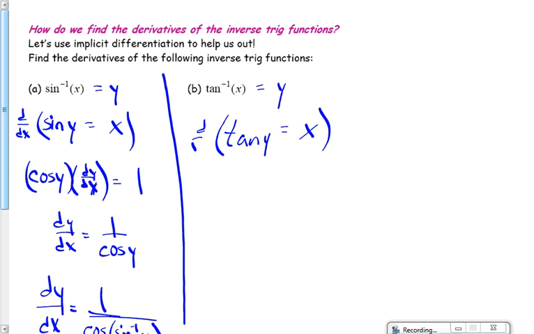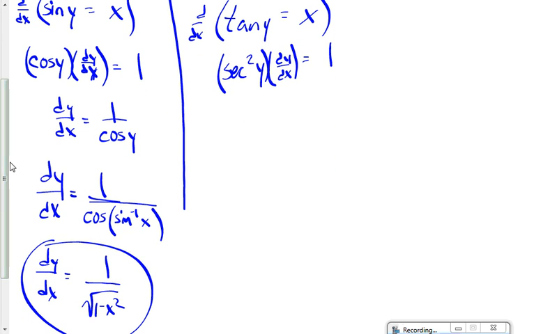Let's differentiate. Derivative on both sides. What's the derivative of tan? Secant squared y dy dx equals 1, right? How do we solve for dy dx? Divide by secant squared y. So dy dx is equal to 1 over secant squared y.